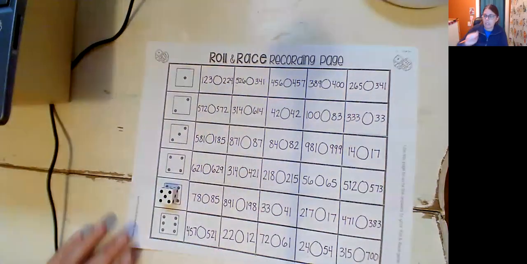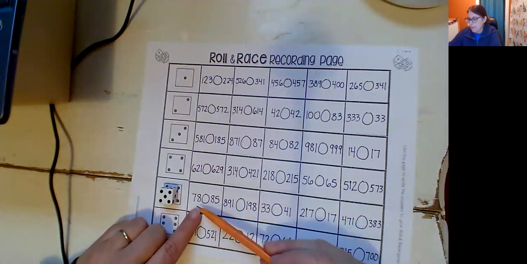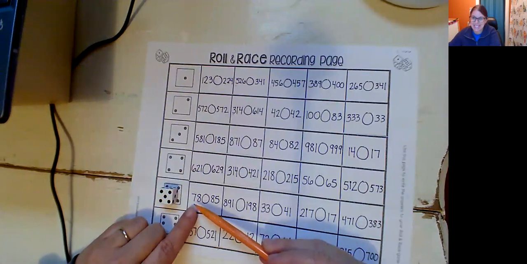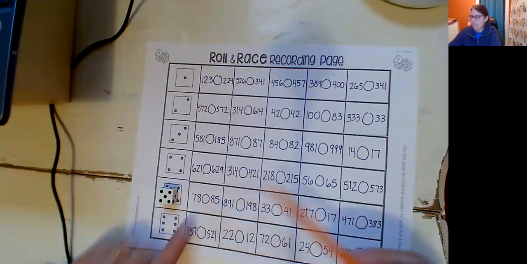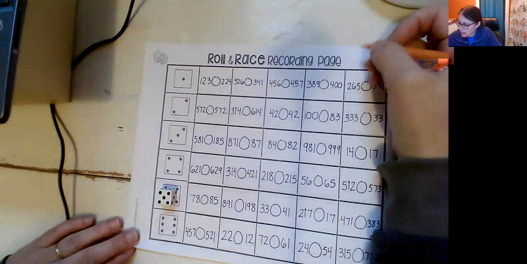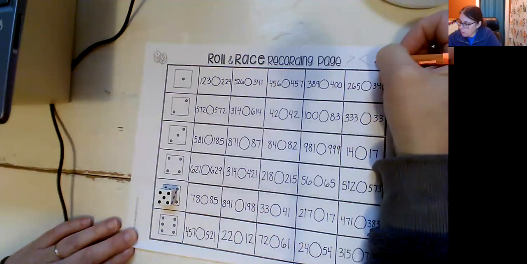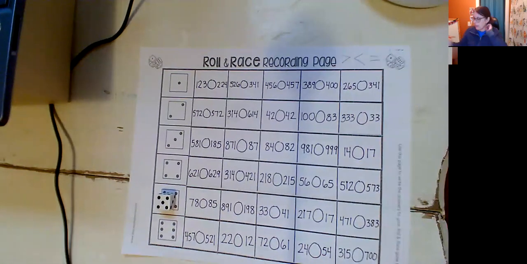And then you're going to look at the first one here and read these numbers. And I don't want to do it for you because I know that you can do this. But you're going to look at these numbers, 78 and 85. You're going to decide if you need to use a greater than, less than, or equal sign in the circle there. And so you're going to fill it in. Okay. And you're going to keep doing that.